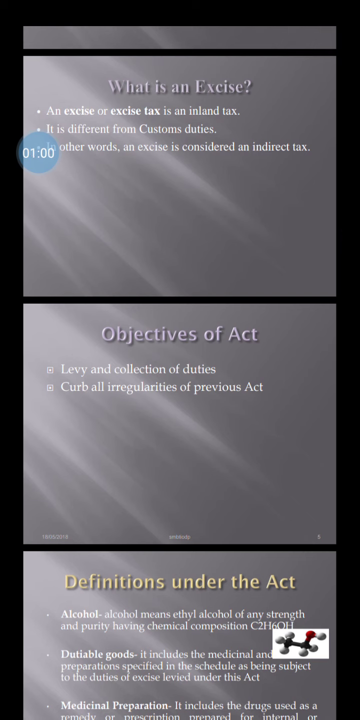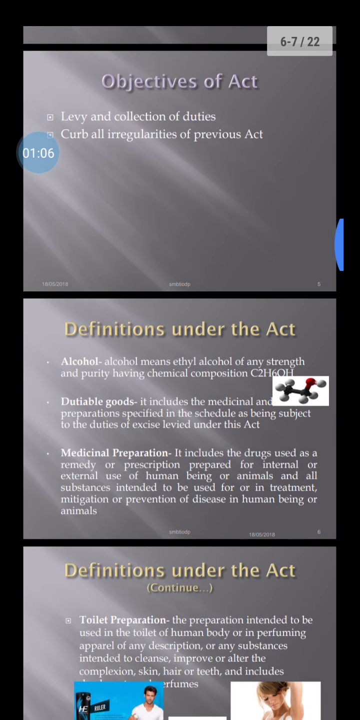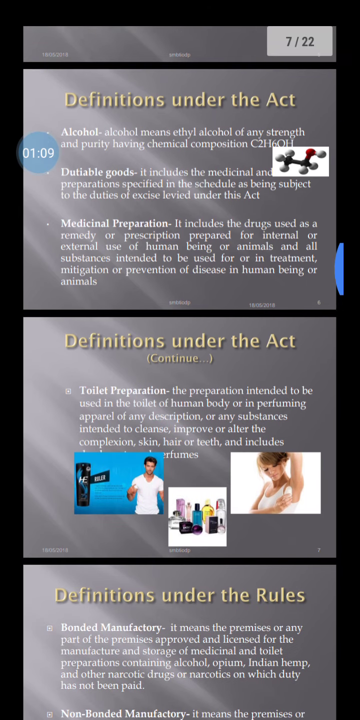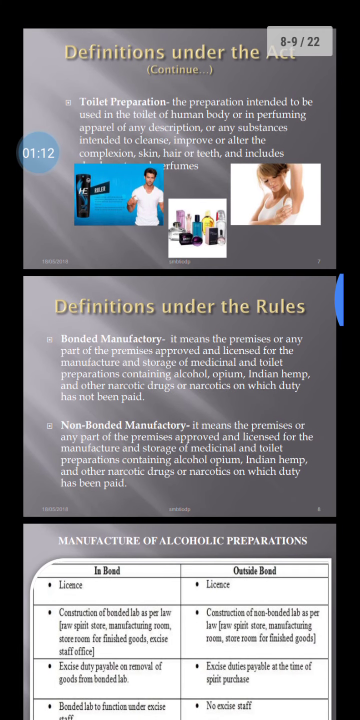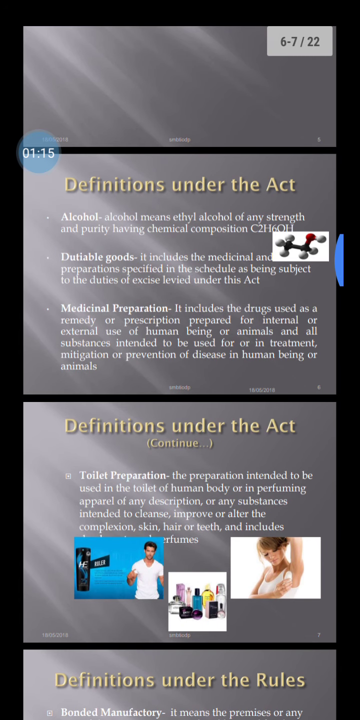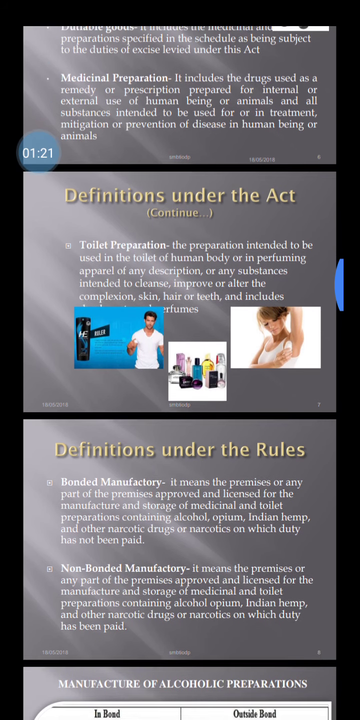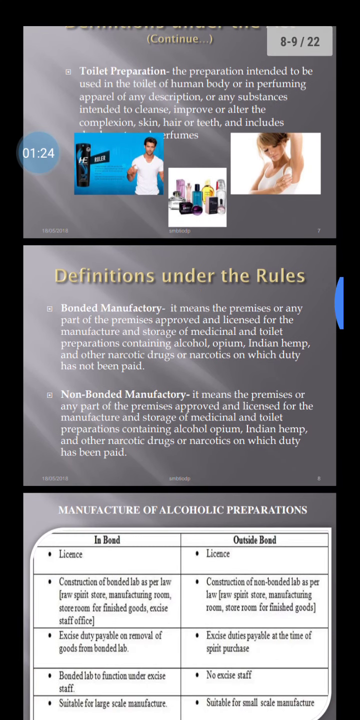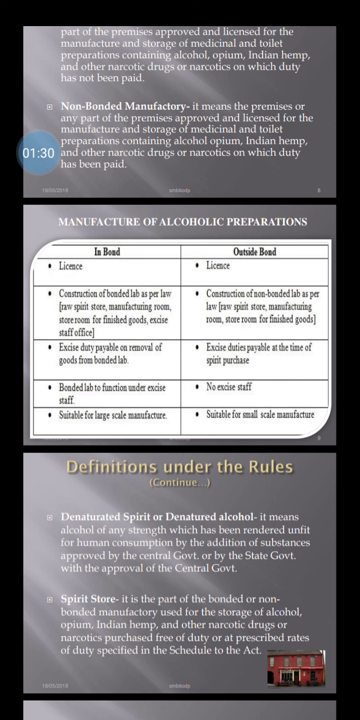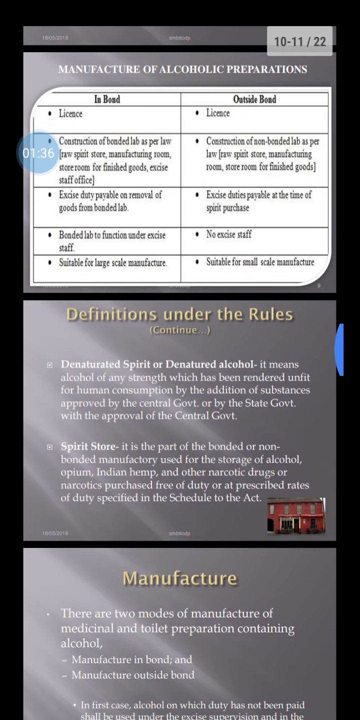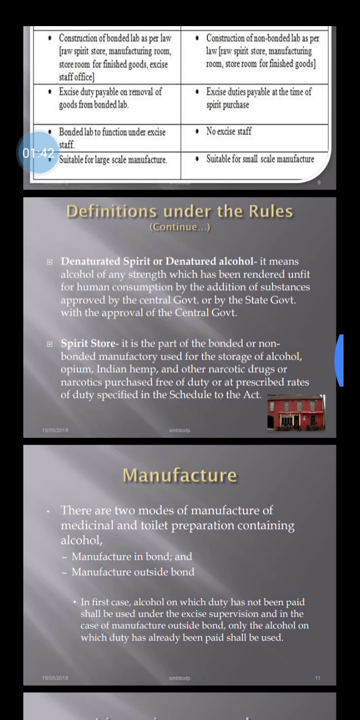Then we saw the objective: the levy and collection of duties and curbing all irregularities of a previous Act or of this Act. Then we saw the definitions of this Act: alcohol, dutiable goods, medicinal preparation, toilet preparation, bonded manufacturing, non-bonded manufacturing, the difference between in-bond and outside-bond manufacturer, then the definition of denatured spirit or denatured alcohol, and spirit store.